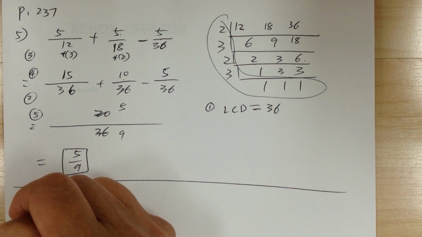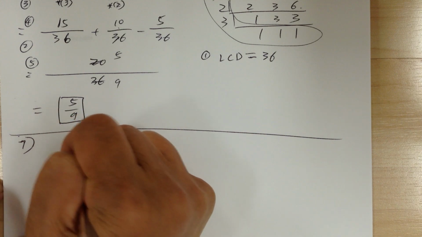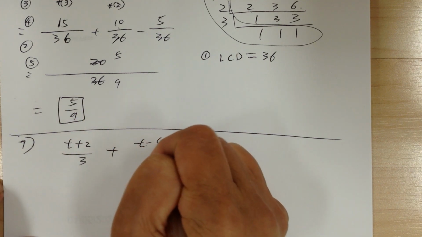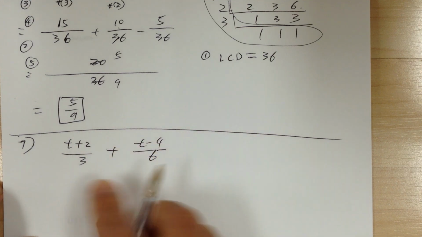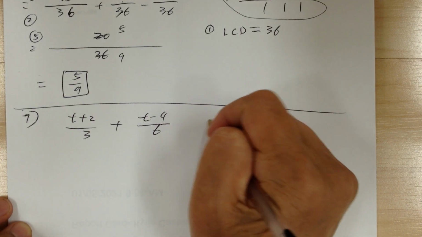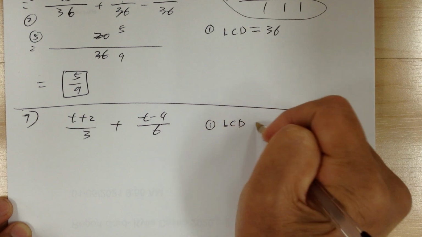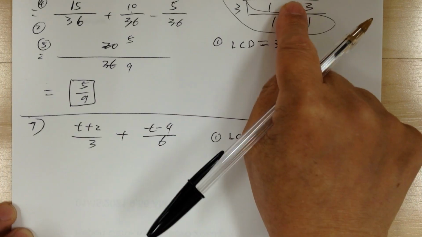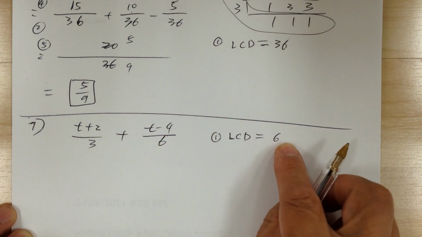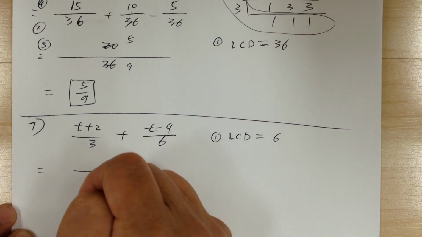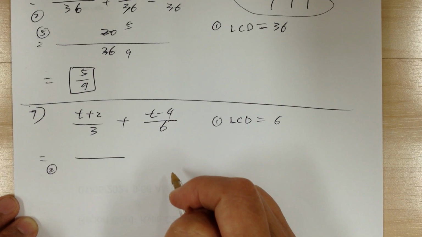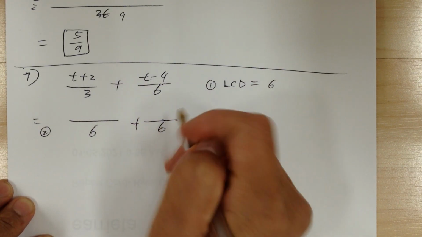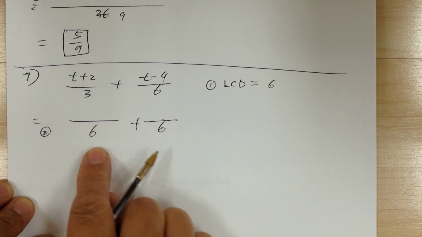Okay, number 7. t plus 2 over 3 plus t minus 4 over 6. This one is very obvious for the LCD. Again, if it's obvious, you can just write it down. If not, you can go and do this. So step 1, your LCD is equal to 6. Step 2, get your LCD ready. Again, don't do anything yet, just get the denominator ready.